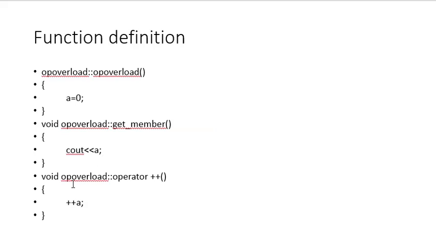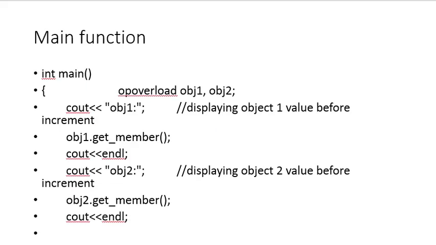Now if you look at the definition of the operator overloading function, here we write the return type void, the name of the class, the scope resolution operator, and then the name of the function. The operator overloading function will have the operator keyword and the operator, and what the operator function will do is simply increment the variable. So this is a very simple example of unary operator overloading.